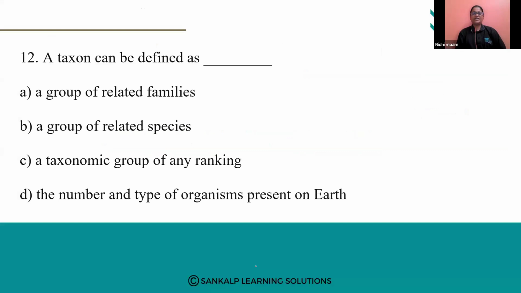A taxon can be defined as, what do you mean by taxon? A group of related families, a group of related species, a taxonomic group of any ranking, the number and type of organisms present on earth. What do you mean by taxon?